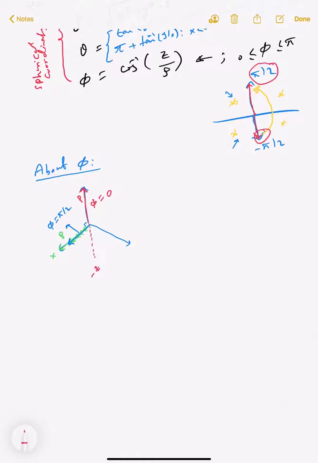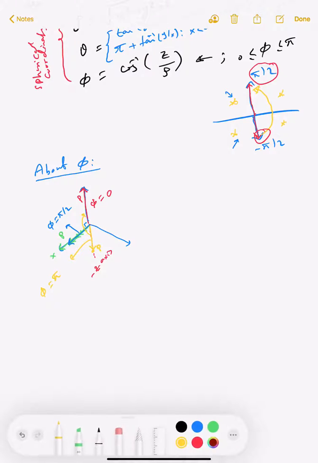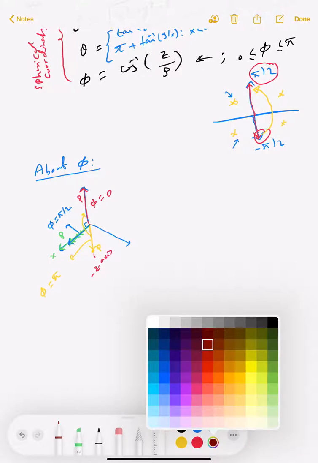Now imagine you are going to the negative z-axis. So this is the negative z-axis. If you take any point on that negative z-axis, you draw the vector from the origin to that point, what is the angle with the positive z-axis? It is pi, exactly.